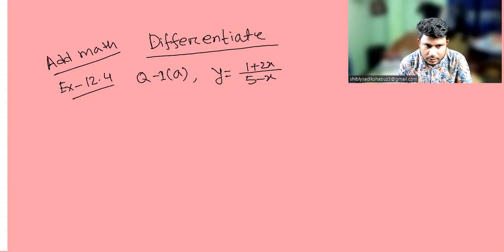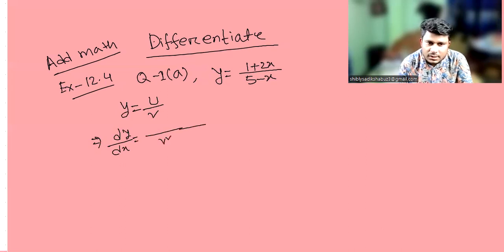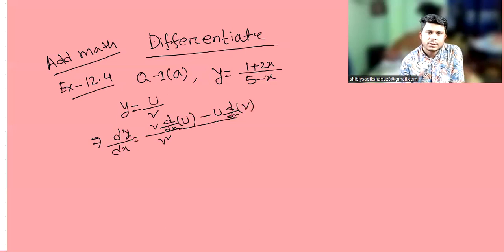Okay, so if y equals u by v, if we differentiate it, dy by dx, we can write v squared in the denominator, and in the numerator, v just copy, and d by dx of u, differentiate u, minus u just copy, and d by dx of v. Okay. So using this formula, we can solve this math.